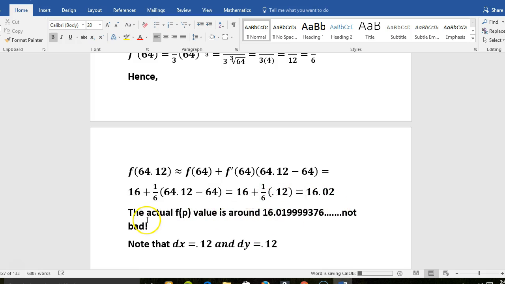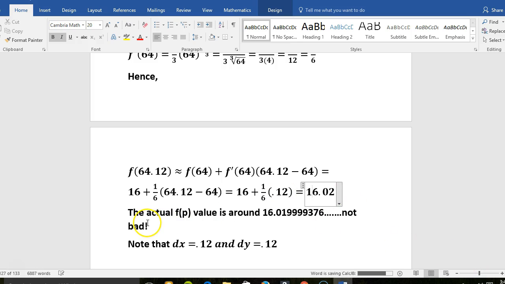However, if you get your calculator, the actual calculator value of f of 64.12 is really 16.019999376. Not bad at all. Very close. Our approximation gave us exactly 16.02. Now the real McCoy is going to be an irrational number. It's never going to stop. It's going to go forever. But hey, you've got to admit, for everyday practical purposes, 16.02 is not a bad approximation at all. It's actually wonderful if you ask me.